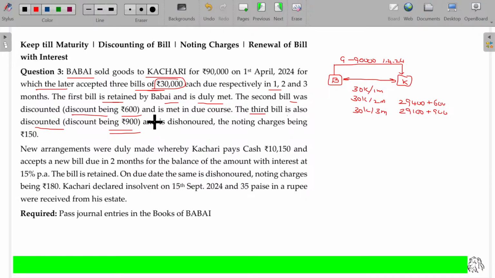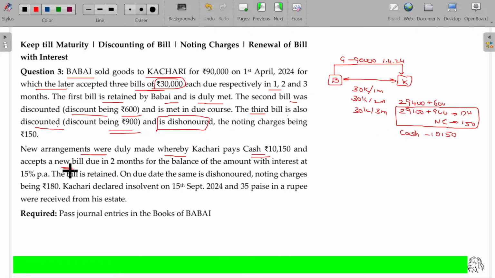And the third bill is discounted and dishonored on the maturity date. This one is dishonored and noting charges are paid for this, noting charges being 150 rupees. New arrangements were duly made whereby Kachari pays cash 10,150 for this dishonored bill. 10,150 is immediately paid, probably a share for the due and 150 rupees for noting charges.